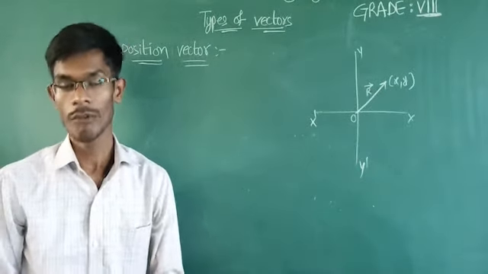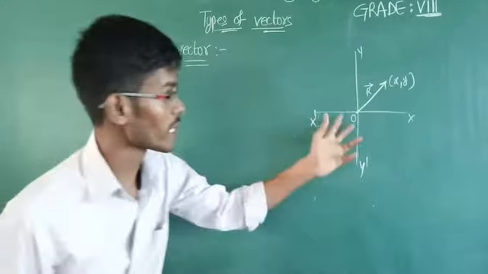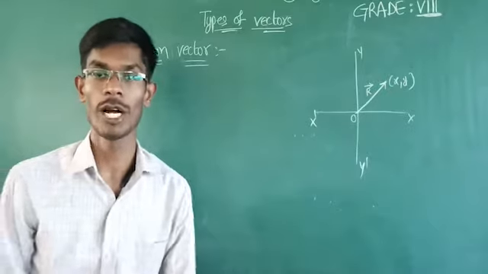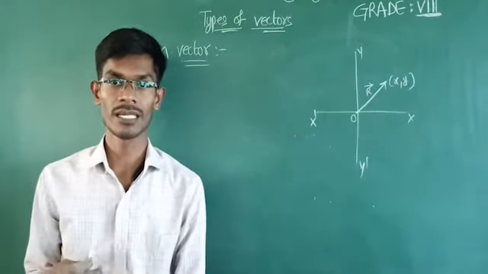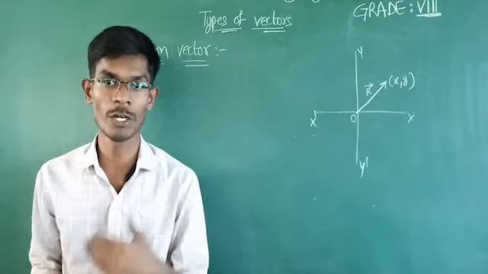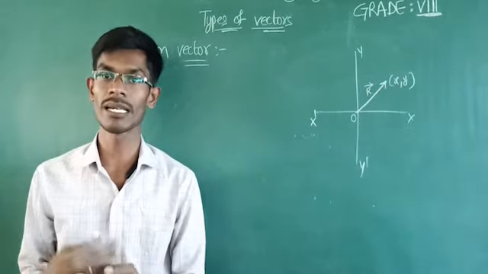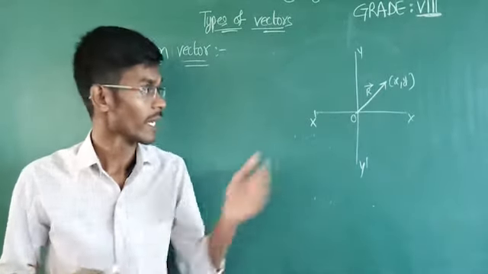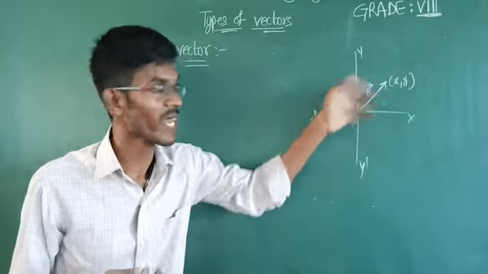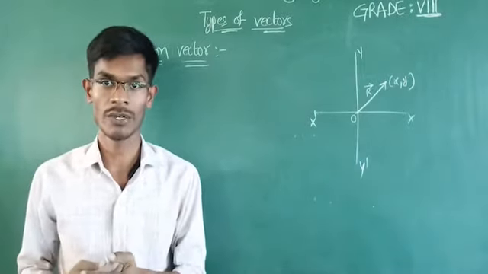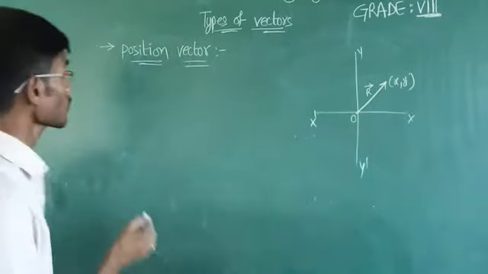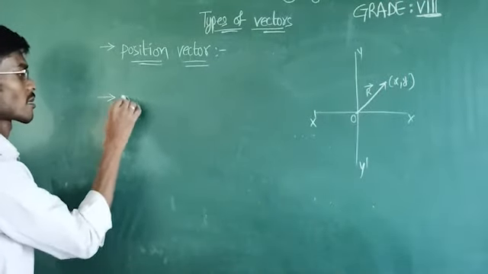Okay, the position vector represents the position of the object with respect to the fixed reference point. If you want to check whether an object is at rest or in motion, we consider a reference point, a fixed point, to check whether the object is at rest or in motion. In the same way, here we consider a fixed reference point to specify the position of the object. So this is represented as the position vector. Okay, then what are orthogonal vectors?